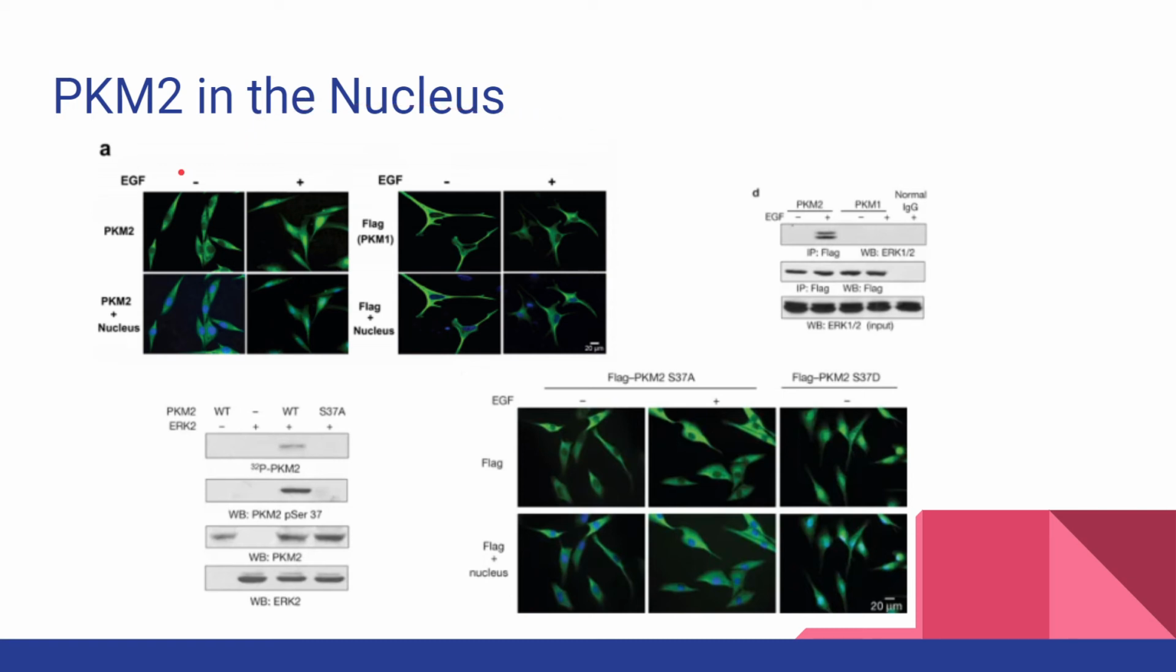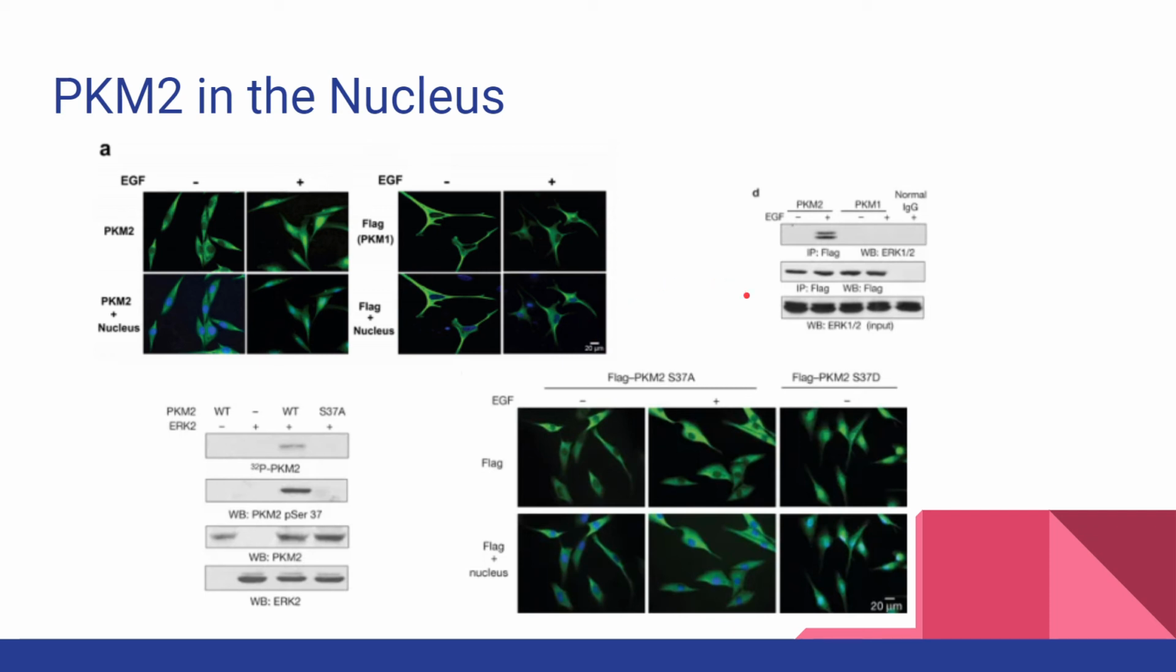So we can see that with EGF present and not, we can see the immunofluorescence of the cells with the darker centers of the nuclei. And if we flag PKM2 versus PKM1, we can see that in the presence of EGF, PKM2 is being expressed throughout the cell, including inside the nucleus, whereas PKM1 is not.